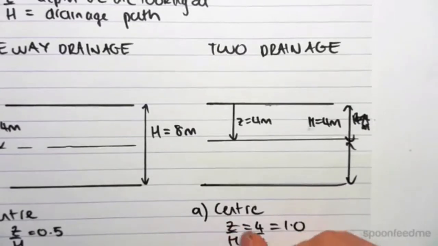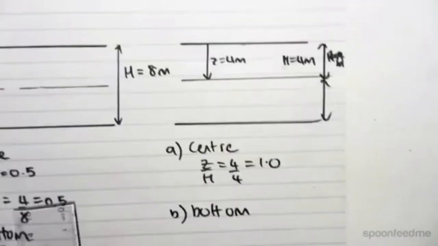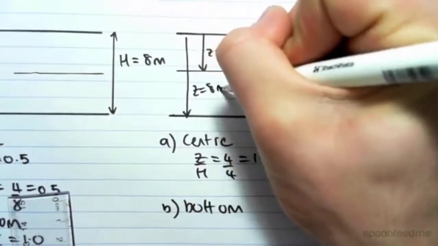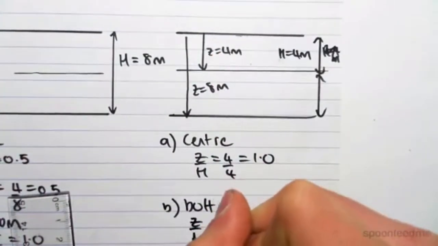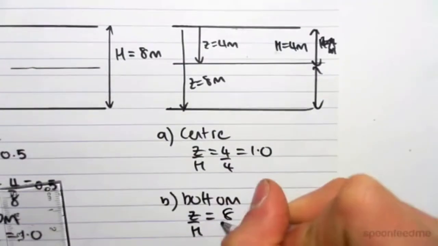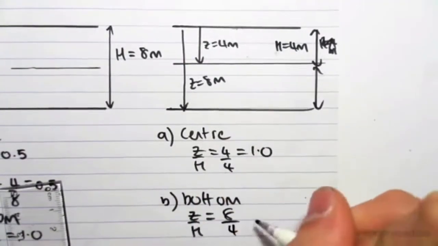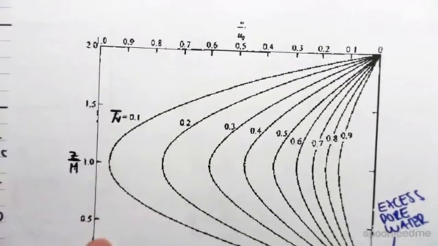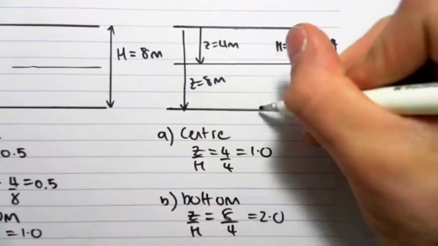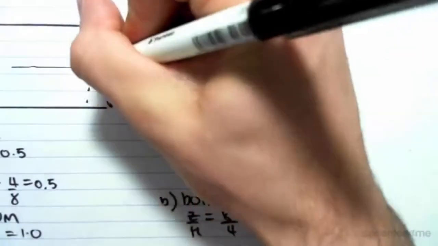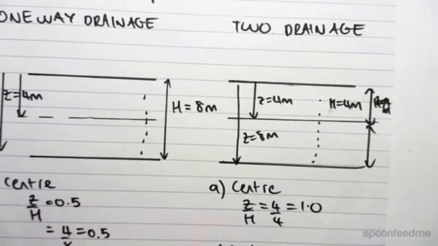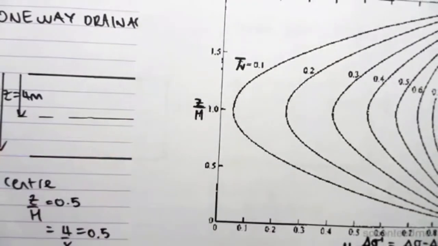If we were looking at a point on the bottom, so we would be coming down here now, our Z would be 8 meters. So Z on H: Z is 8, and H is still 4, so it's 2.0. And you can see that's at the maximum value on our graph, 2.0. So you can do this for any point in our one or two-way drainage case, any point inside here. You just need to find Z on H to be able to do this.